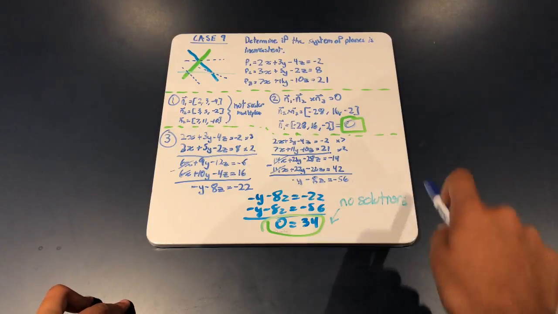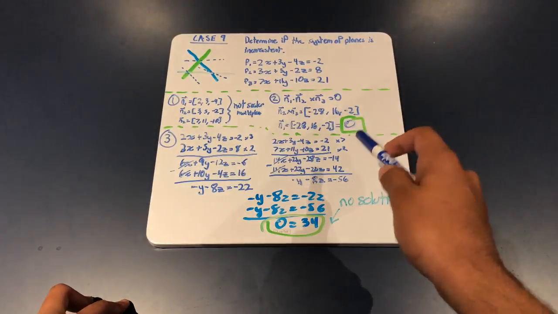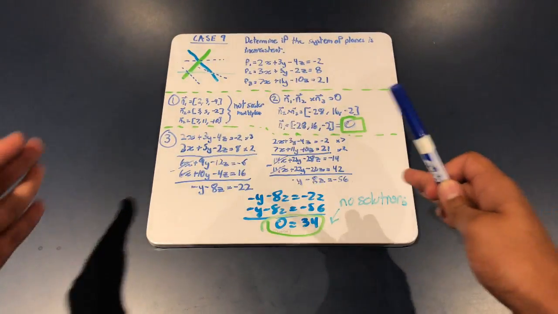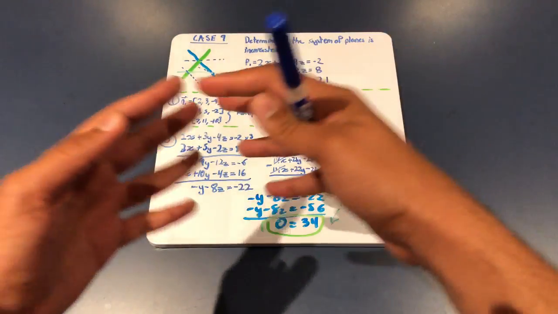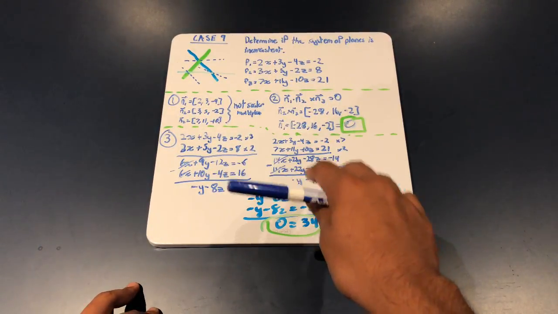This means that there are no solutions, and it proves that in a case 9 system of planes, there are three planes that intersect with one another in parallel lines, and none of them are parallel, and none of the intersections are coplanar.